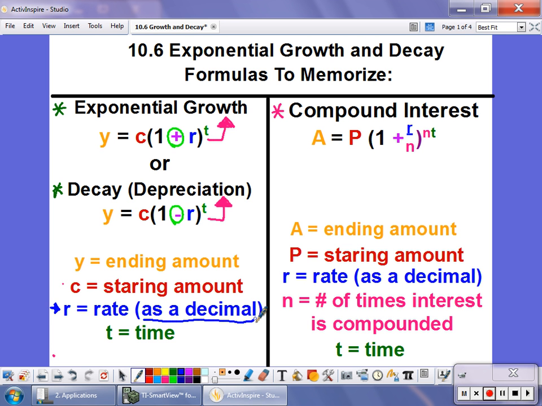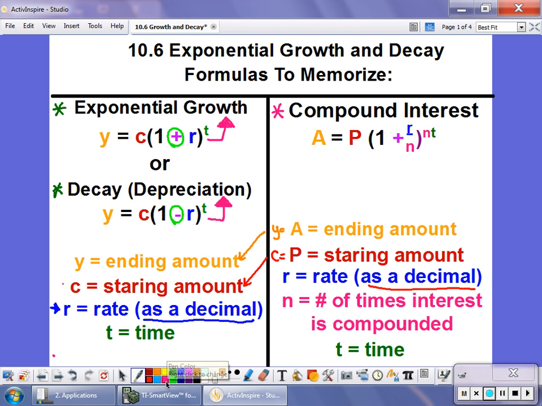Now in our compound interest formula, we've got a lot of the same things. This A is our ending amount. That's like the Y that we had over here. And the P, our starting amount, that's like the C that we had over here. We still have a rate, which has to be a decimal, and we still have an amount of time.